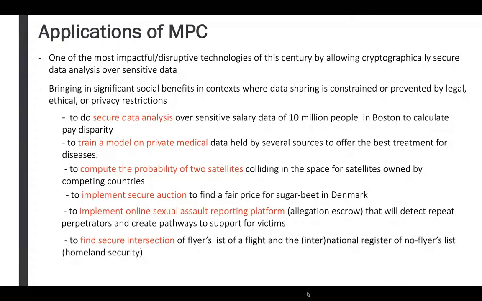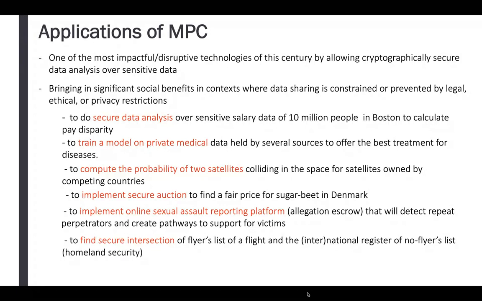So we want to build a machine learning model for predicting COVID-19. And now we want access to a huge amount of data because we would like our model to be very robust. So therefore, we want to get access to as much data as possible. So now several hospitals can come together and put together their data.